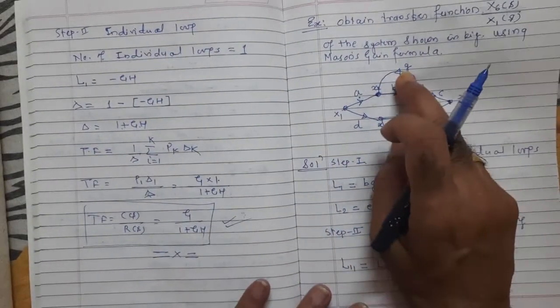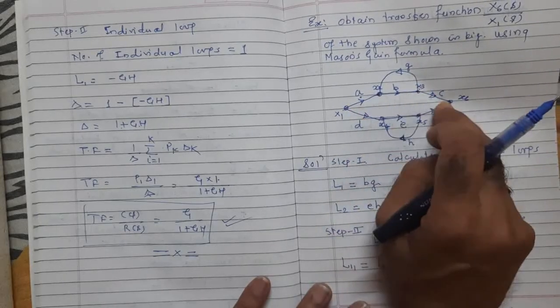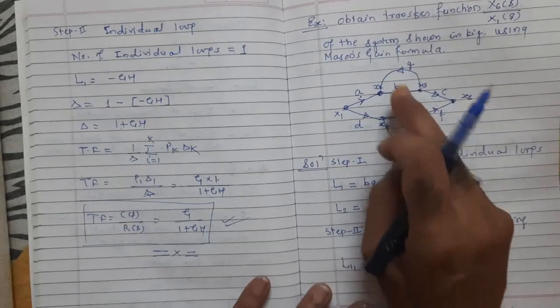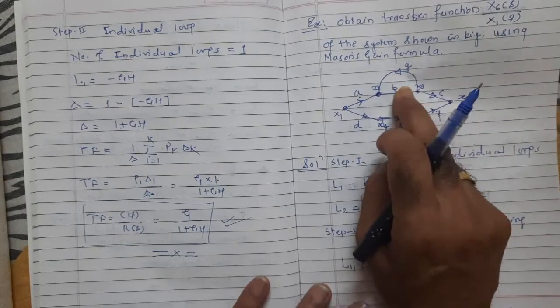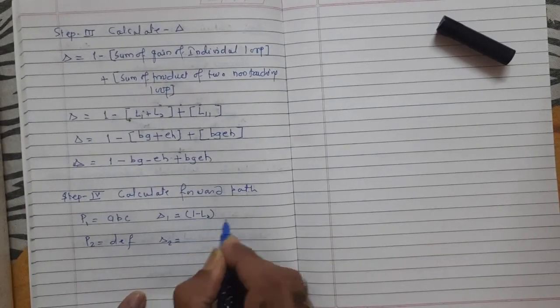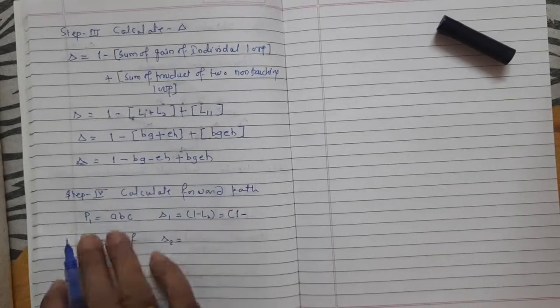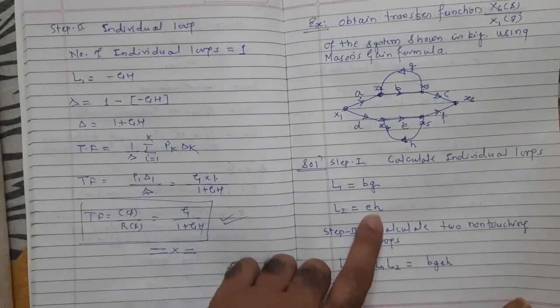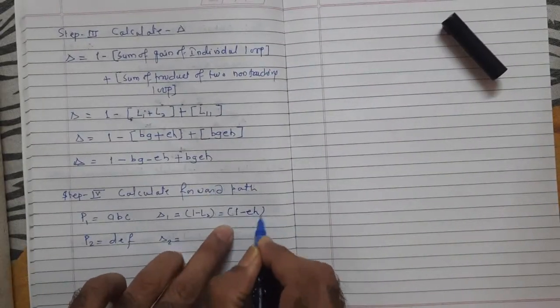Now see here, this is the first loop and this is the second loop. The first loop is touching the first forward path, but the second loop, L2, is not touching the first forward path. So del 1 equals 1 minus L2. L2 is how much? E into H. So we will write E into H.